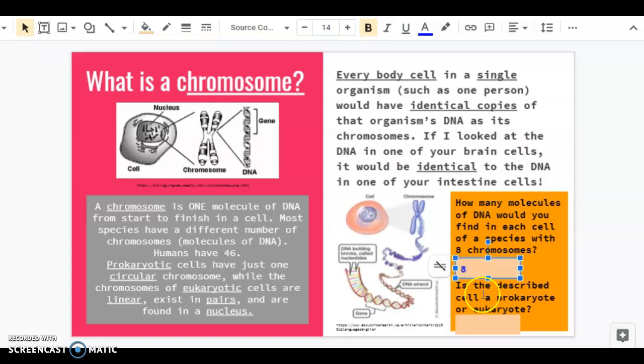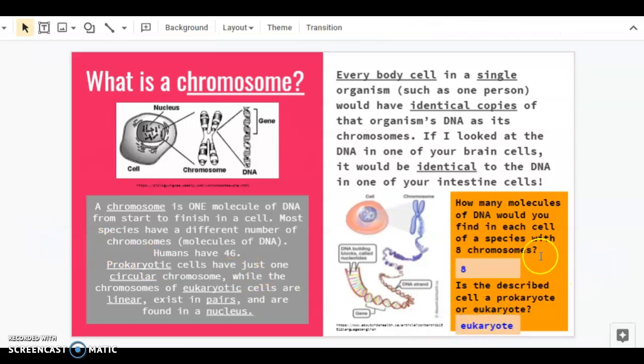Is the described cell, the 8 chromosomes, prokaryote or eukaryote? Well, remember, prokaryotes have just a single chromosome, just one. But eukaryotes have chromosomes that exist in pairs, so it's going to be an even number, like 8. Since this is more than one and it's an even number, we can be pretty assured it is a eukaryotic cell. And as I mentioned, the species with 8 chromosomes in each cell is the fruit fly.